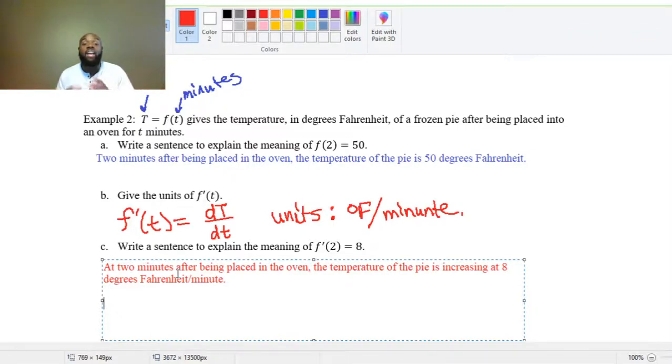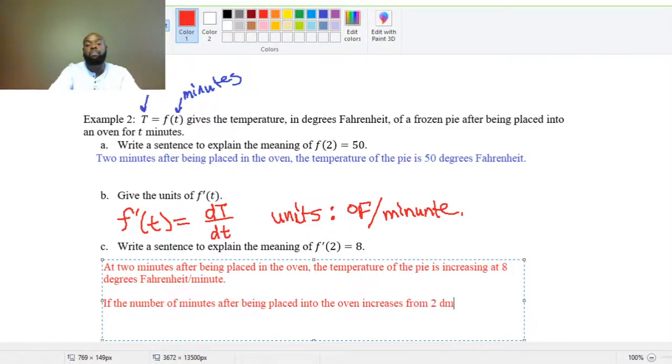What that means is that if I increase my number of minutes after it's being placed in the oven from 2 minutes to 3 minutes, so I'm going to say if the number of minutes after being placed into the oven increases from 2 minutes to 3 minutes, then the output, the temperature of the pie is expected to increase, because that's a positive, by 8 degrees.